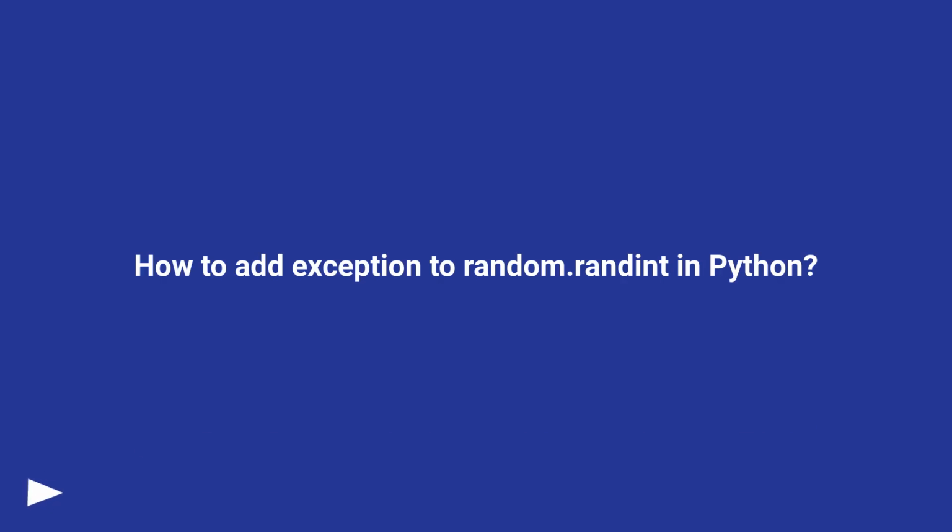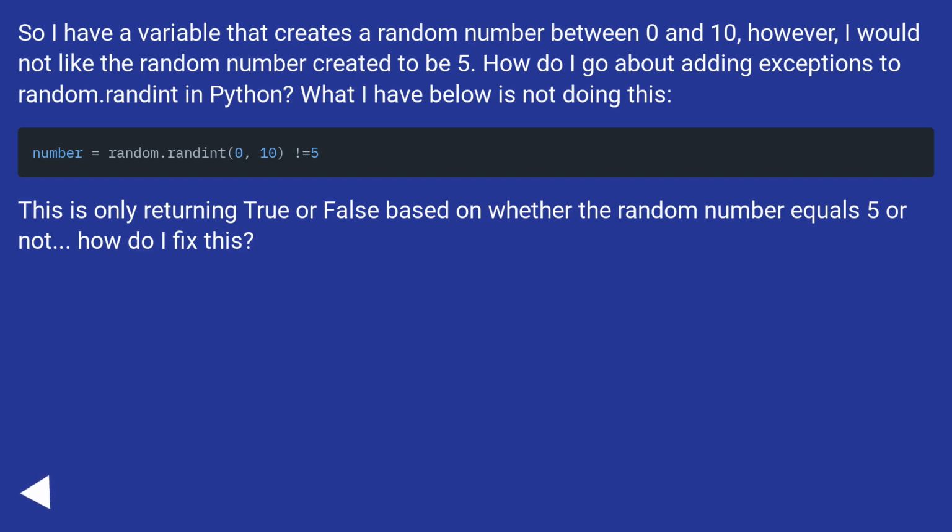How to add exception to random.randint in Python. So I have a variable that creates a random number between 0 and 10, however, I would not like the random number created to be 5. How do I go about adding exceptions to random.randint in Python? What I have below is not doing this. This is only returning true or false based on whether the random number equals 5 or not. How do I fix this?